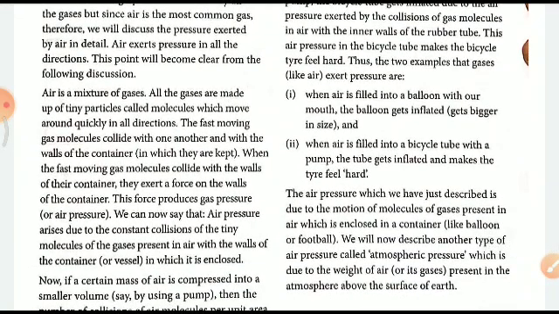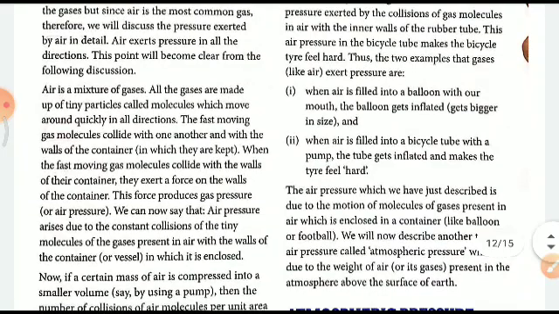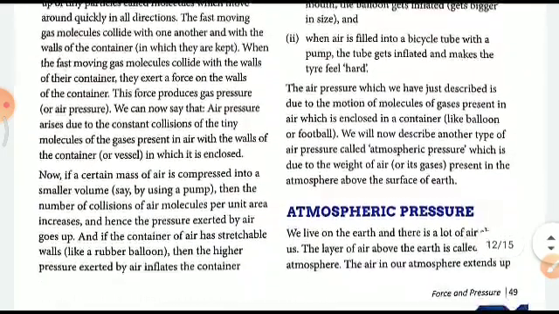Air is a mixture of gases. All the gases are made up of tiny particles called molecules, which move around quickly in all directions. This movement is called Brownian motion. The fast-moving gas molecules collide with one another and with the walls of the container in which they are kept. When they collide with the walls of their container, they exert a force on the wall of the container. This force produces gas pressure. We can now say that air pressure arises due to the constant collisions of the tiny molecules of gases present there, right?